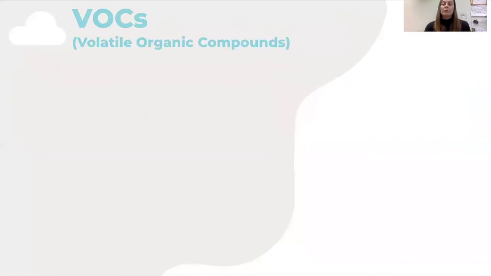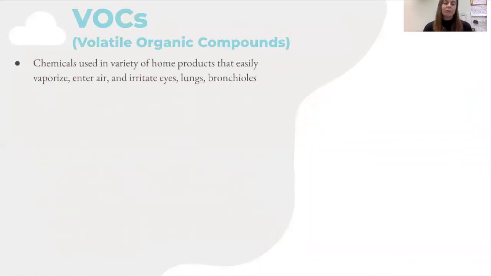Okay, VOCs, or volatile organic compounds. So these are, as we've said, those easily evaporated organic compounds. They're used in all kinds of home products because they easily vaporize, they enter the air, and they are irritating, depending on which VOC they are, to the eyes, to the lungs, to the bronchioles. And so they are both a respiratory and an eye irritant.